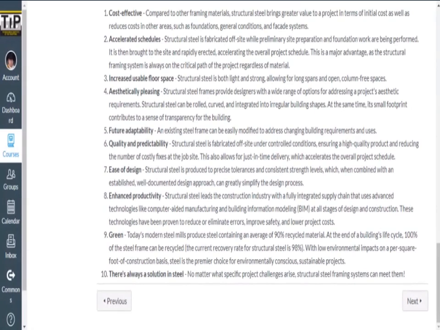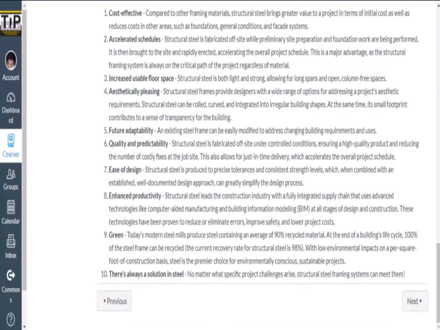Next, enhance productivity. Structural steel leads the construction industry with a fully integrated supply chain that uses advanced technologies like computer-aided manufacturing and BIM at all stages of design and construction. These technologies have been proven to reduce or eliminate errors, improve safety, and lower project costs. Pretty much related to the earlier reasons.